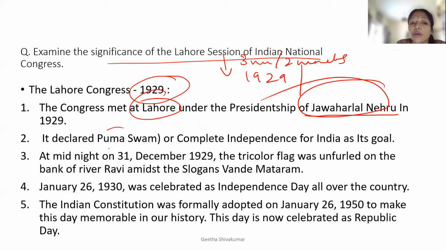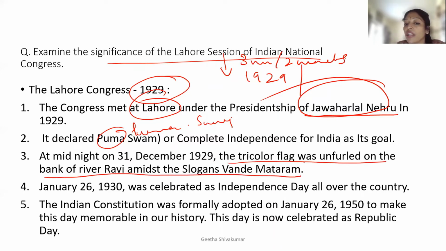It declared Purna Swaraj, or complete independence, for India as its goal. Purna Swaraj means complete independence. At midnight of 31st December 1929, the tricolor flag was hoisted on the bank of the River Ravi. It means the slogan Vande Mataram. This is just for reference. It is not in your textbook, but as Indians we should know when and where it was declared.